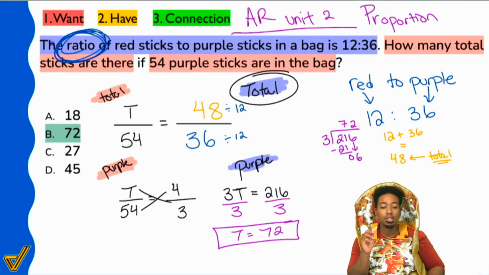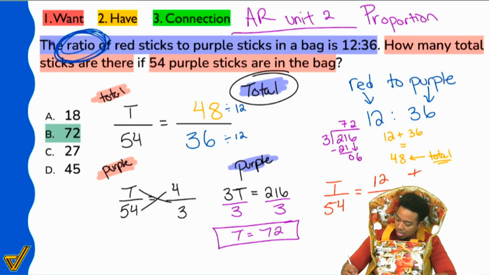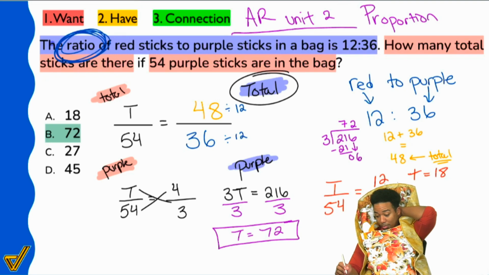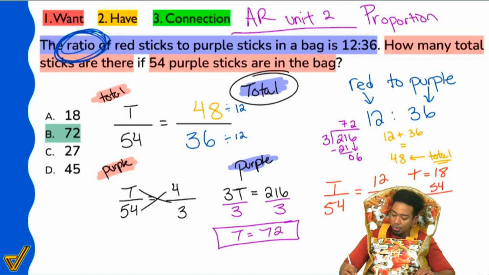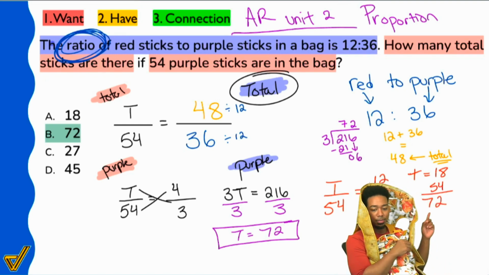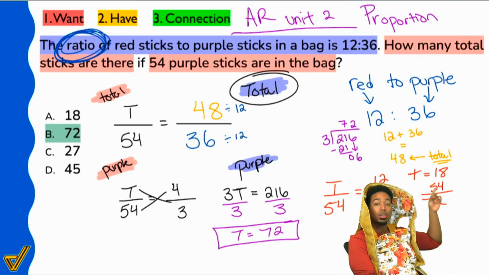Diego, what I think that you did was, hey, if you went ahead and set up your proportion in this way, if you did t over 54 equals 12 over 36, you would have accidentally gotten t equals 18. But if you would have added the 18 back to what you had before, the 54, then you would have gotten the correct answer, because if you would have added both of those together, then you would have gotten 72 at the end. So again, if you didn't put 48, if you kept it as 12, you would have gotten 18 for that final value, but that actually represents the number of what?